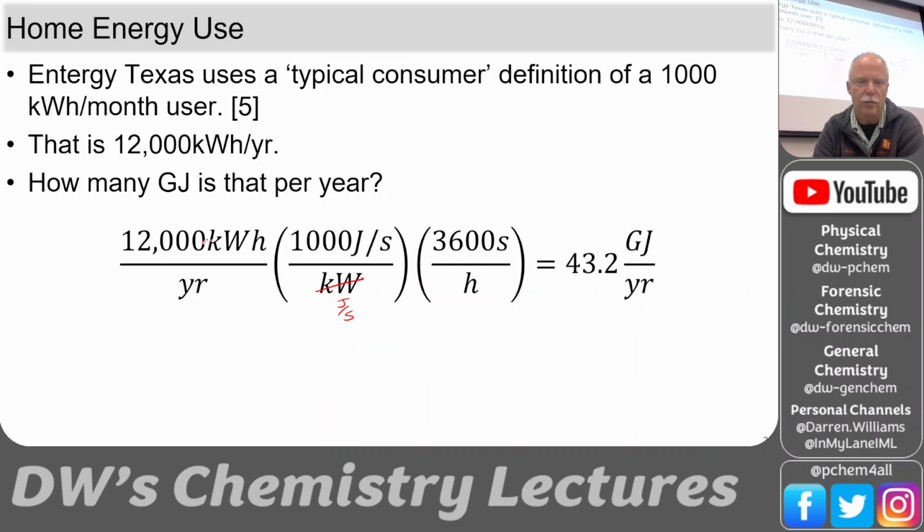So we can get rid of the kilowatt part. And then we have a per second here. And how many seconds are in an hour? Well, 3,600 seconds per hour. So we can get rid of the hour and the seconds. And so now we've got joules. So we've got 12,000 times 3.6 thousand. So we have 10 to the 3s. That's where the giga comes from. That's 10 to the 9th. So we end up with 43 gigajoules per year that we use in a typical home of electricity.